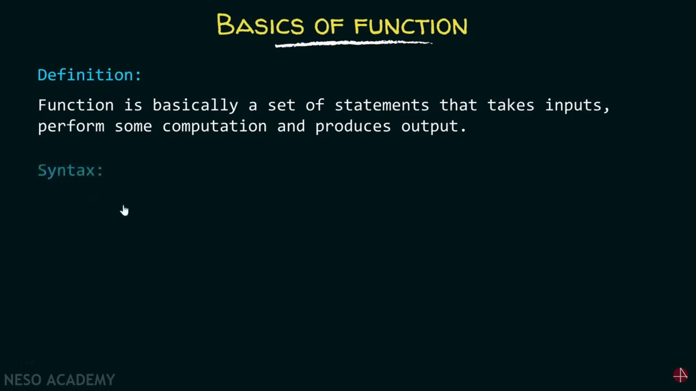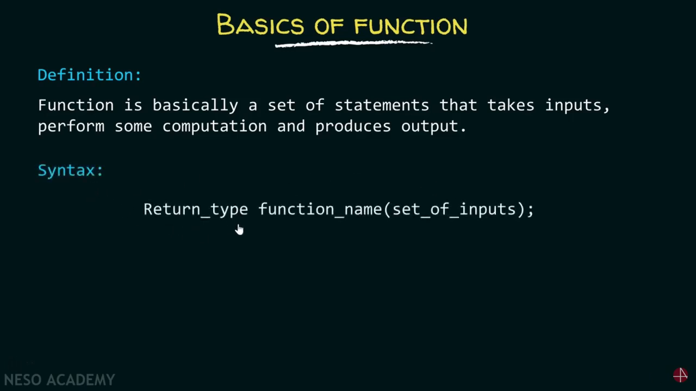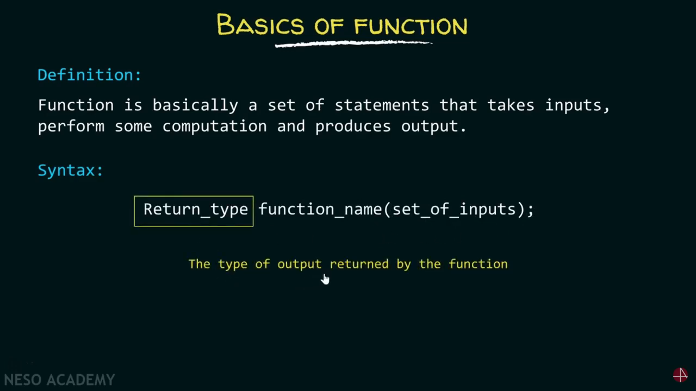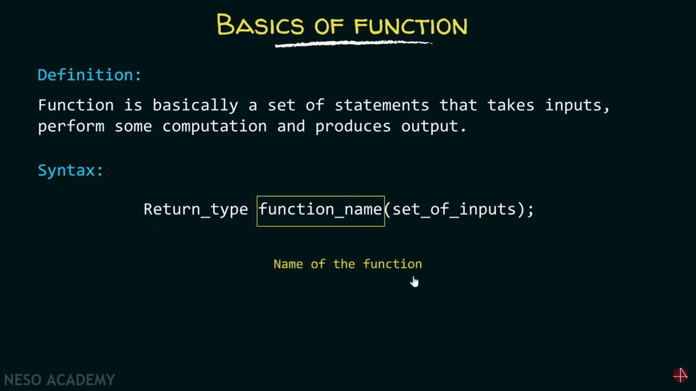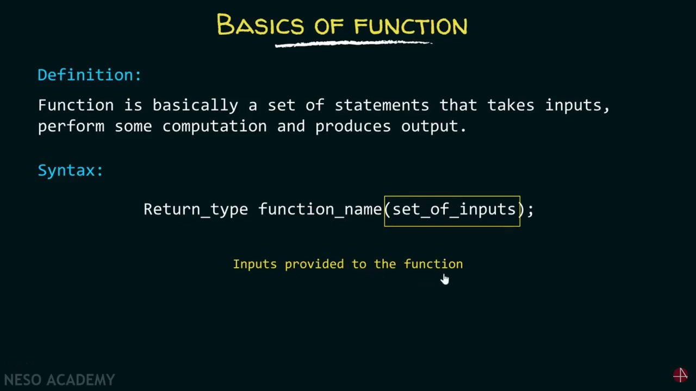Syntax of the function is as follows. Return type, function name, within the parentheses you have some set of inputs. Return type indicates the type of output returned by the function. Function name indicates the name of the function, and set of inputs indicate inputs provided to the function. Please remember, it is not necessary to provide the inputs to the function. Without inputs, it can perform some computation and it can return some output as well.